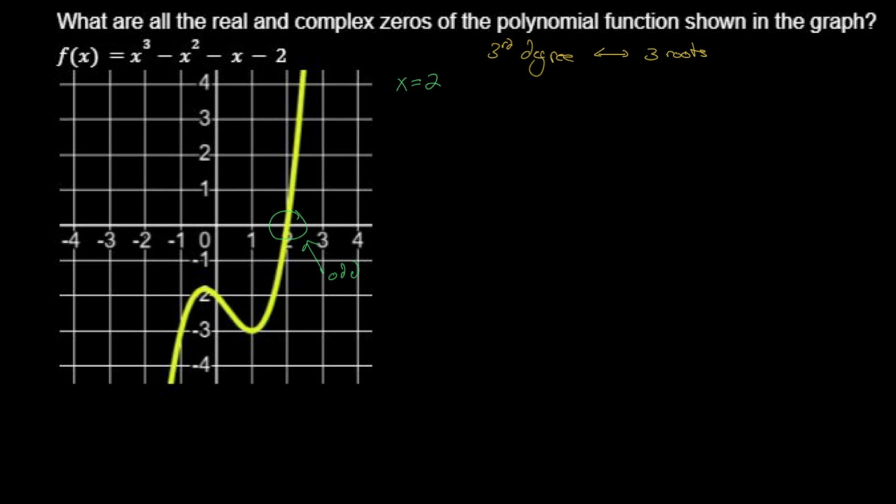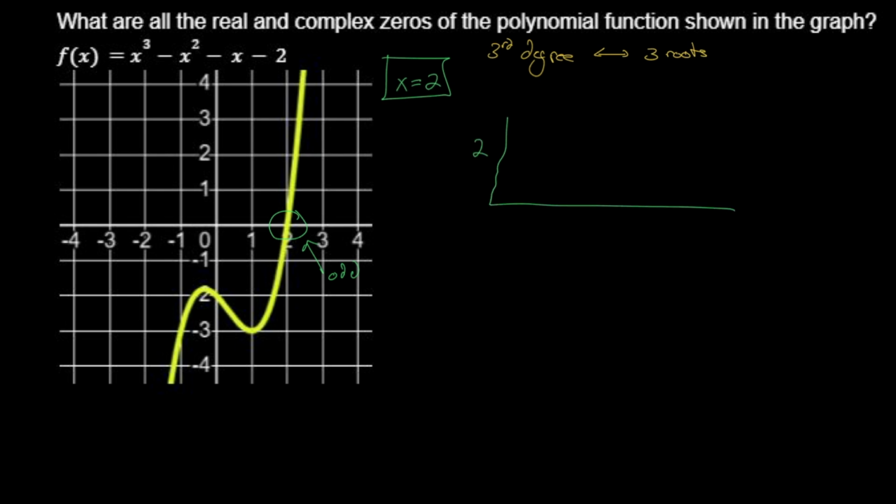So in order to figure out the other ones, I'm going to use synthetic division and either try to factor or try quadratic formula. So I know one of my roots is 2. I still need 2 more. So I'm going to go ahead and do synthetic division. You could also do long division as well. So my root is 2.